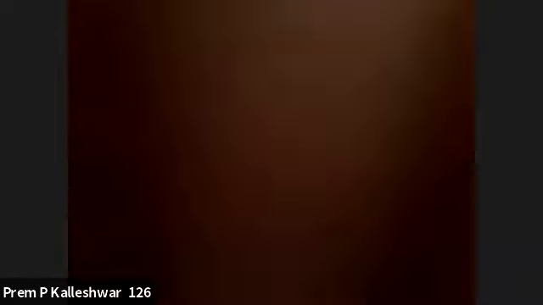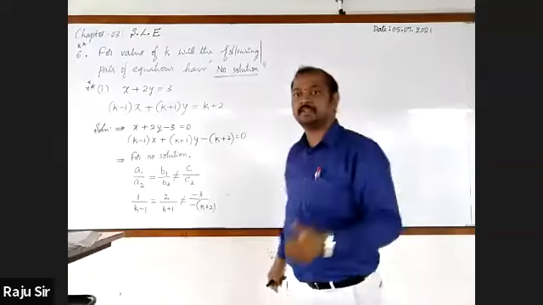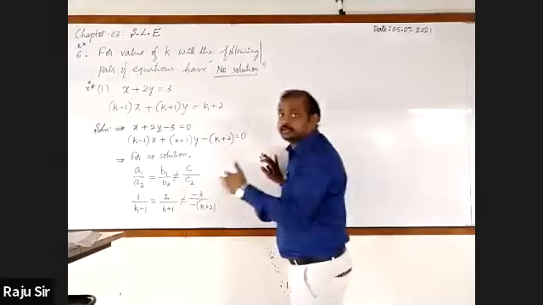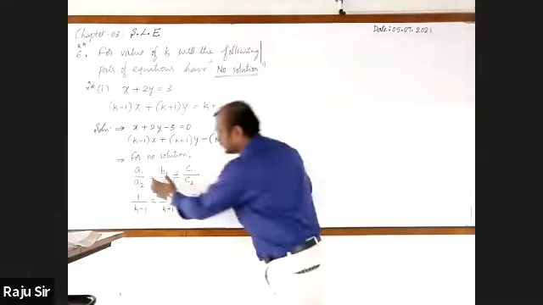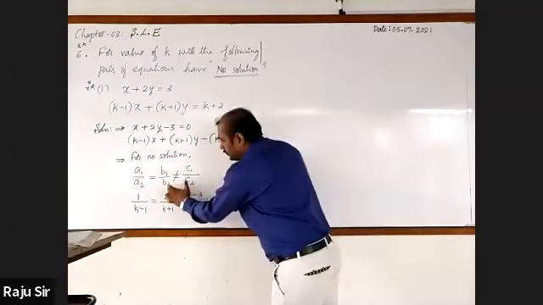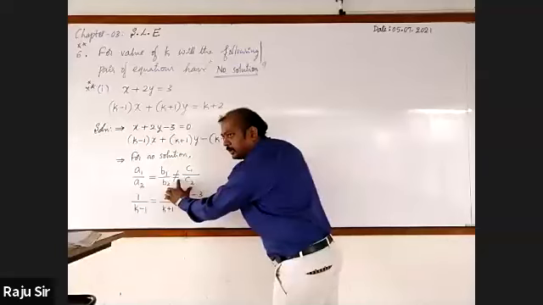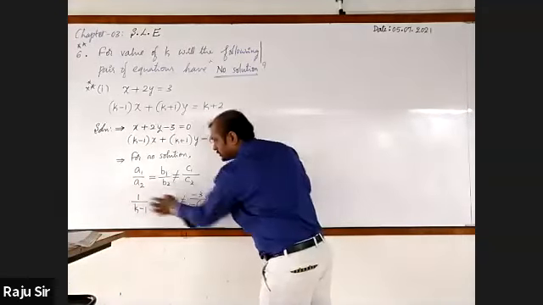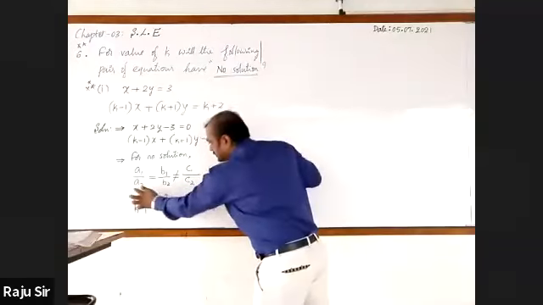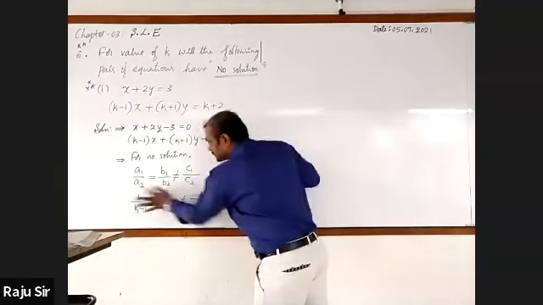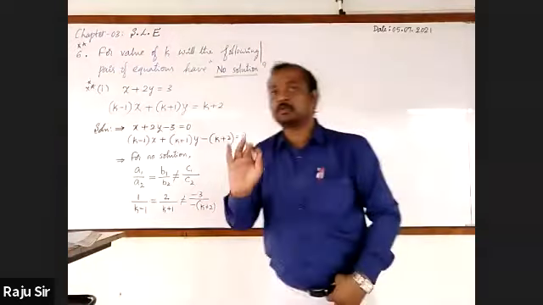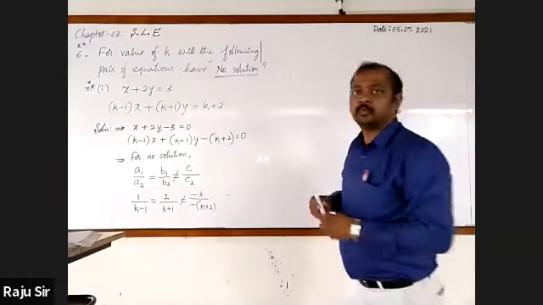Yes, sir, there are two possibilities. So we have to go for all the cases. You may equate the first two ratios and take the last two ratios which are not equal. You may take first and last. Once again I repeat: first and second, second and third, first and third. Find out all the possibilities. Let's go through one by one.